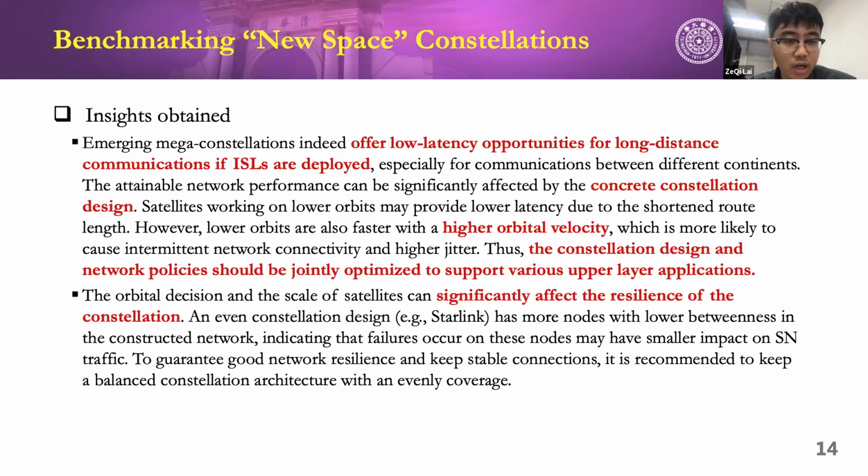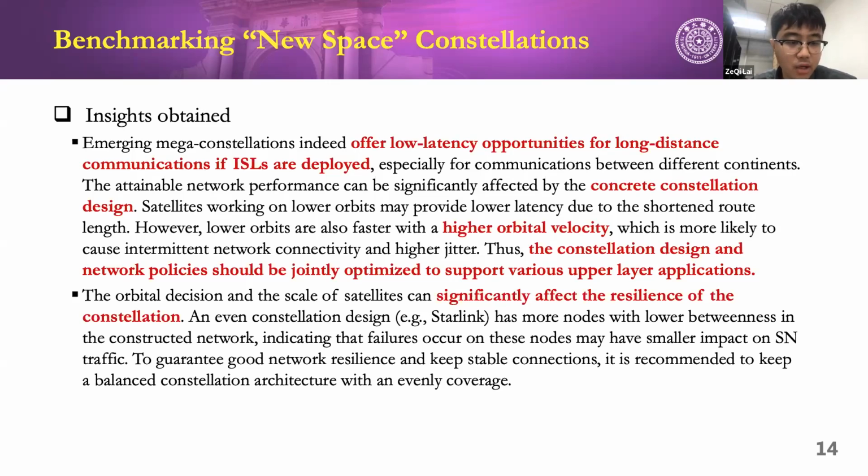Satellites working on lower orbits may provide lower latency due to the shortened route length. However, low orbits are also faster with a higher orbital velocity, which is more likely to cause intermittent network connectivity and higher jitter. Thus, the constellation design and network policies should be jointly optimized to support various upper layer applications.